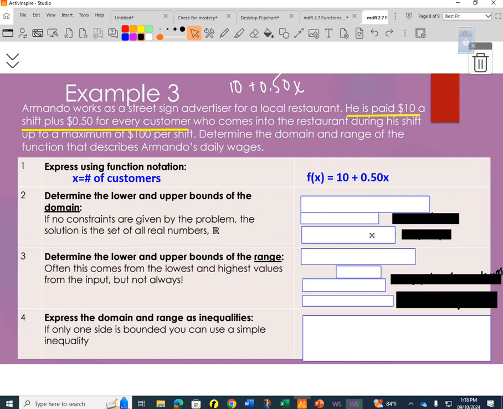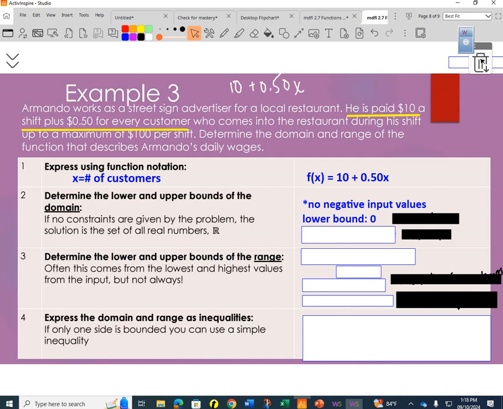So if we want to determine the lower and upper bounds of the domain, what's the smallest number that makes sense for us to plug into this function? What if we didn't wait on any customers? Wouldn't 0 be an appropriate number? The 0 is actually our lower bound. We are constrained by the fact that we can't have negative numbers, right? So really, no negative input values.